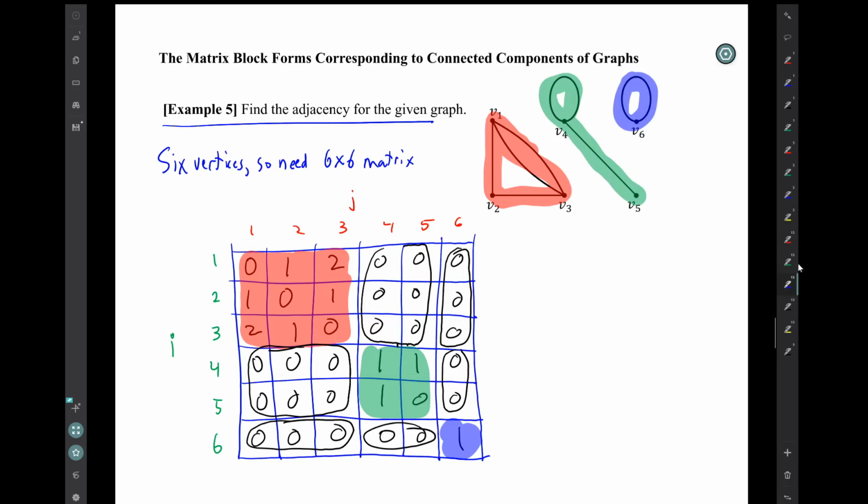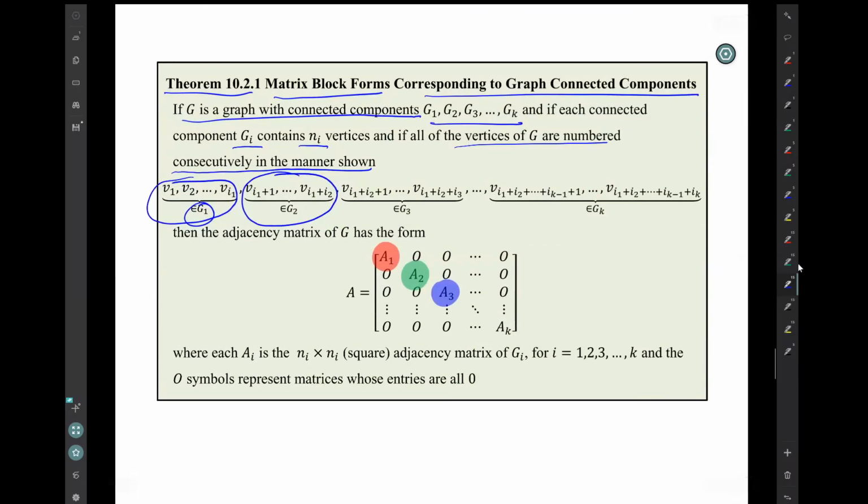Notice that those matrices on the diagonal are square, but the matrices off the diagonal are not square. So in this symbol, each of these colored dots on the diagonal, each of these symbols, A subscript K, or A subscript I, and so forth, those represent a square adjacency matrix for that particular connected component. And then the symbols that are off the diagonal represent matrices whose entries are all zeros.